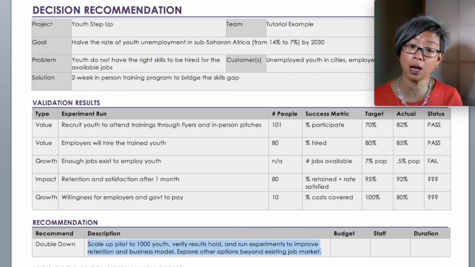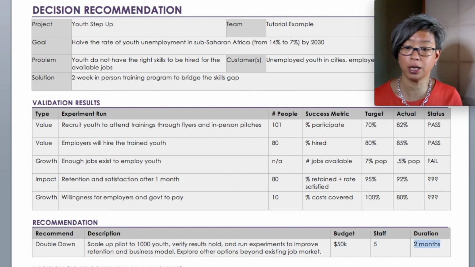At the same time, I also want to start exploring other options for youth to have economic opportunities beyond traditional jobs. So for this, I'm going to ask for a budget of $50,000, 5 staff, and 2 months, where I'll come back to review the results and also propose some other options that we might want to consider.